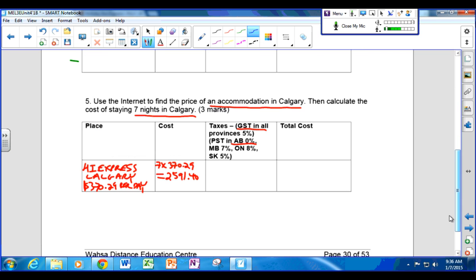I got this number here, so it's 5% of this because there's no PST, I guess, in Alberta, according to this anyway. So 0.05 times 2591.40 equals, so it's $129.57 tax, and then the total cost then, so plus 2591.40.